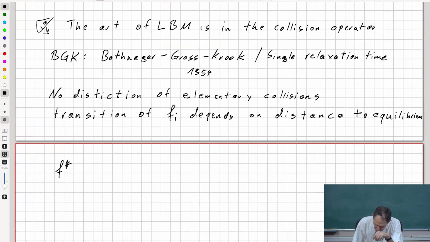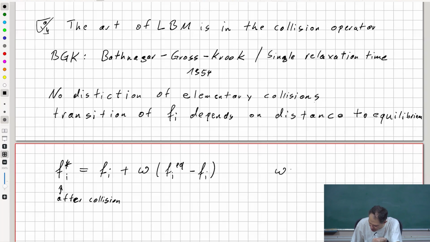So this will be our nomenclature: this thing with the asterisk is always after collision. So after collision, we have the state before collision plus a rate parameter, the relaxation parameter, times the distance between an equilibrium population and the incoming population. So this here is the relaxation parameter. It is actually a frequency.